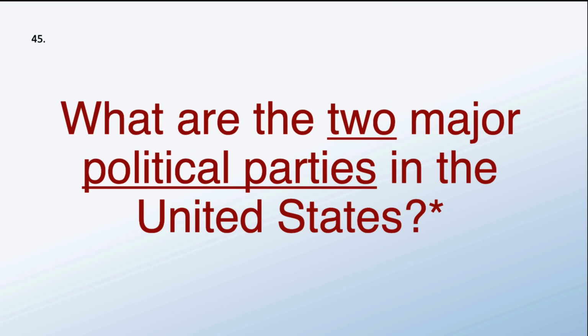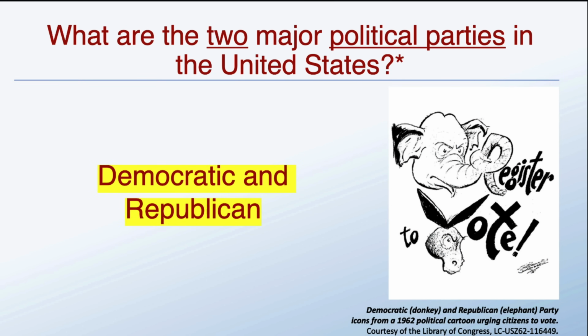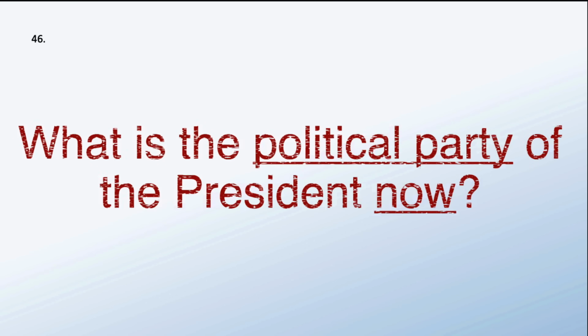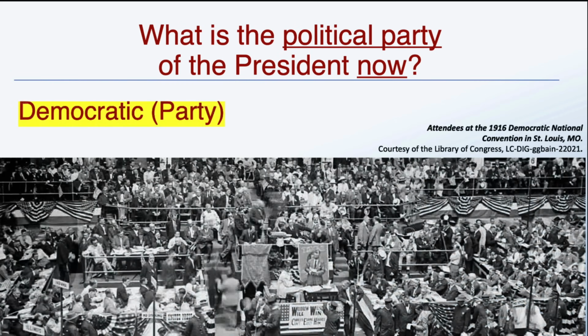What are the 2 major political parties in the United States? Democratic and Republican. The 2 major political parties are the Democratic and Republican parties. What is the political party of the president now? The Democratic Party.